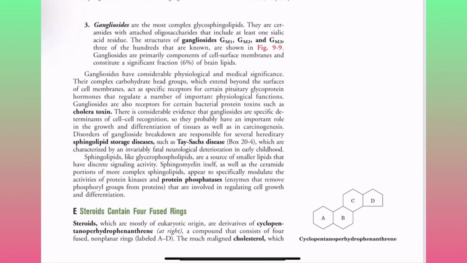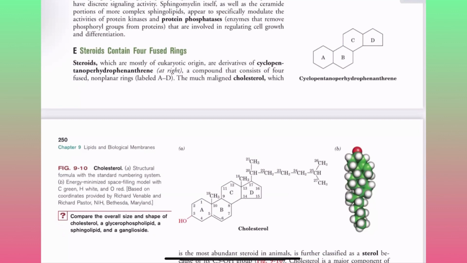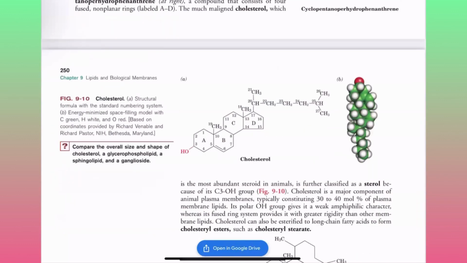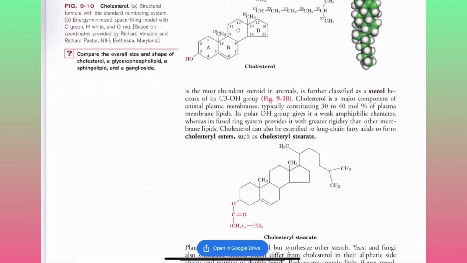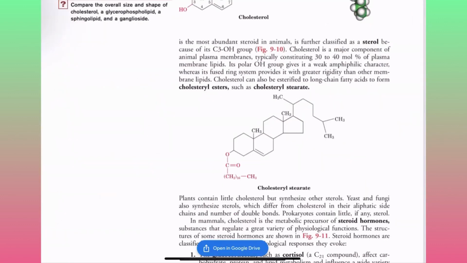Fine? Yes. Steroids have a 4-ring fused structure. Can you give one example of a steroid? Cholesterol is a major component of the animal plasma membrane. Around 30 to 40% of plasma membrane lipids are made up of cholesterol.